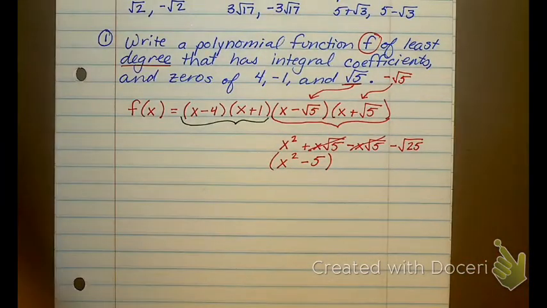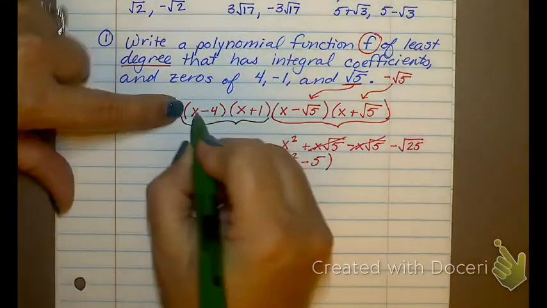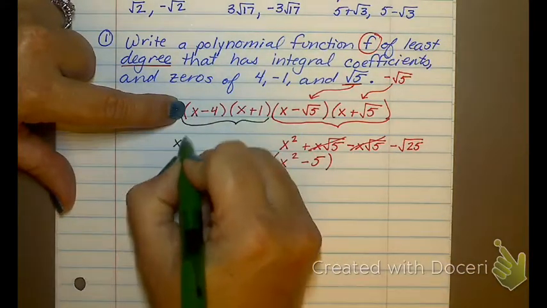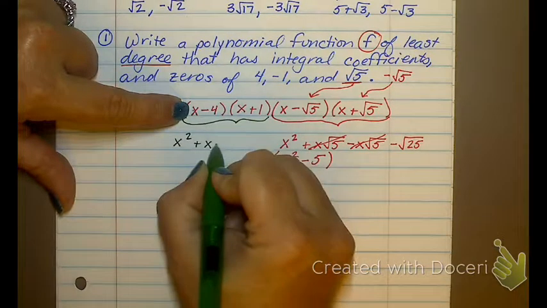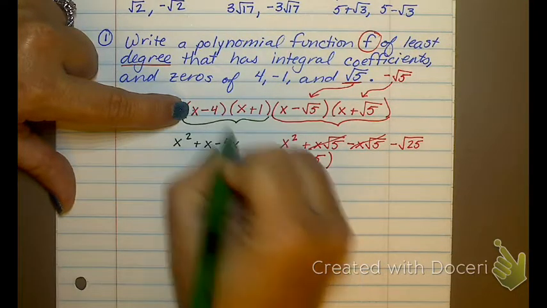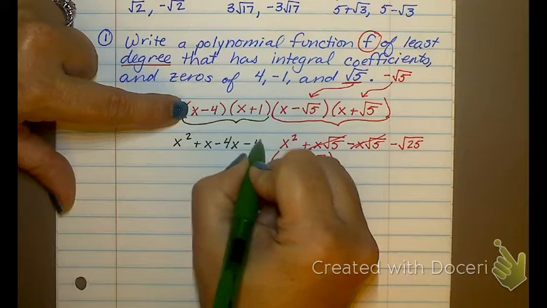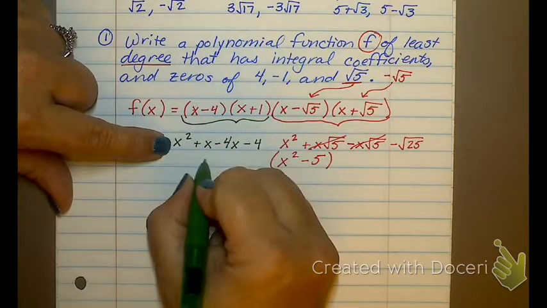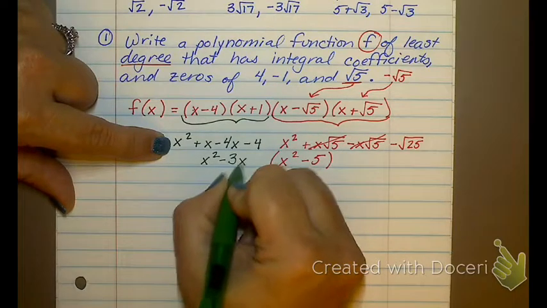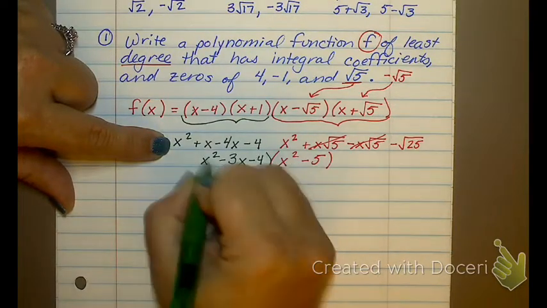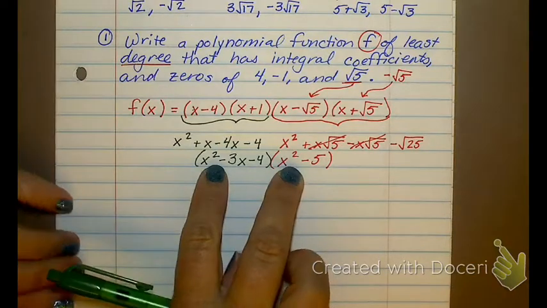So let's multiply this one. This one should be a lot easier, right? X times x is x squared. X times 1 is x. Negative 4 times x is negative 4x. And negative 4 times 1 is negative 4. Combining my like terms, I have x squared minus 3x minus 4. So at this point, I just need to multiply those together, and I'm done.